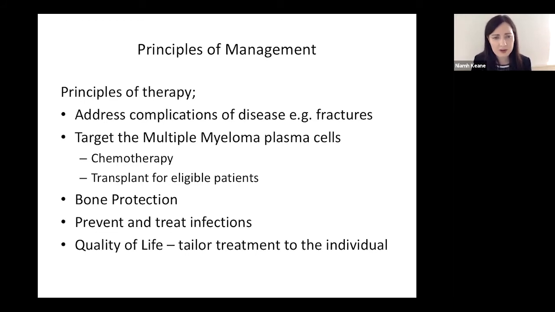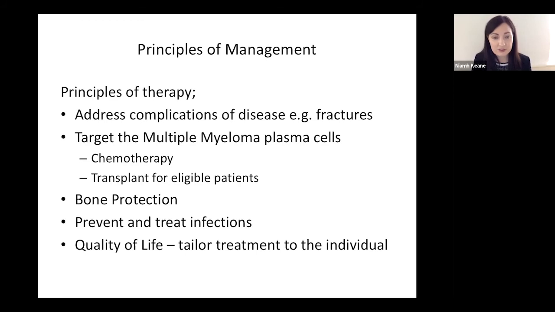Another very important part of treatment pertains to bone protection. So I've shown you on the slide previous how badly the bones can be affected in multiple myeloma. So after treating the complications of the bony disease, we also aim to prevent any further bony problems arising. Another facet of treatment involves preventing and treating infections. And then, of course, the quality of life of patients is a hugely important factor, and the lifestyle of the patient and what is acceptable to them in terms of trips to the hospital.